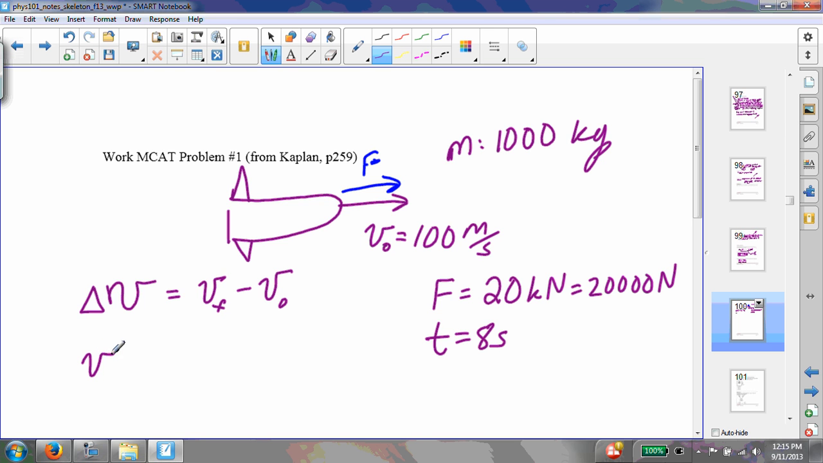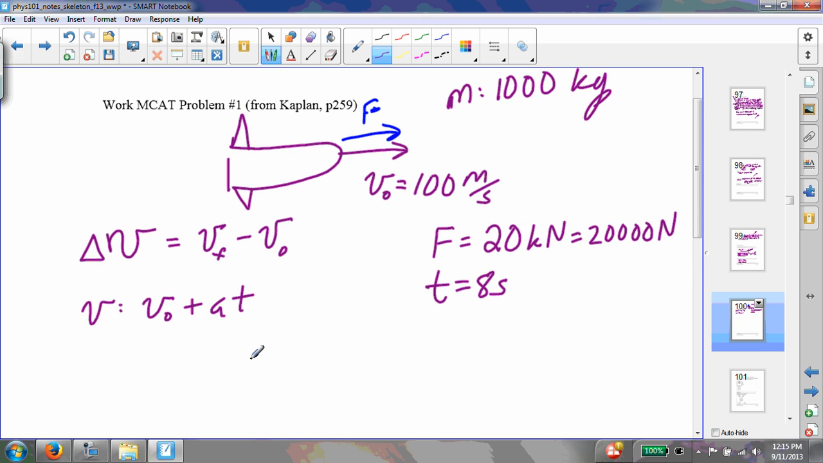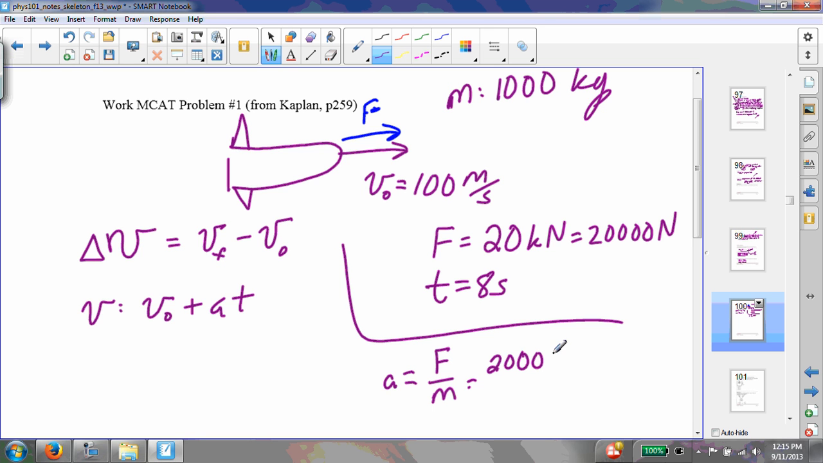Now, if you go back to your kinematics equations, remember that v is equal to v naught plus at. So I know my v naught and I know my t, but I need to figure out what is my acceleration. So I'm going to work that over here. I have a certain force that's applied to this mass of rocket ship. That force is 20,000 newtons. And my mass is 1,000 kilograms. So 20,000 over 1,000 is 20 meters per second squared. So this rocket ship is accelerating in the positive direction at 20 meters per second squared.